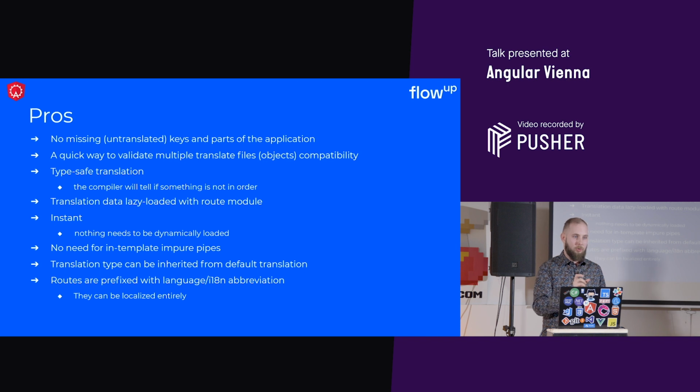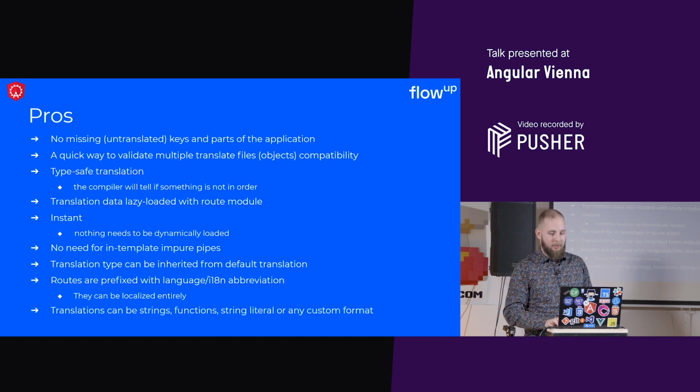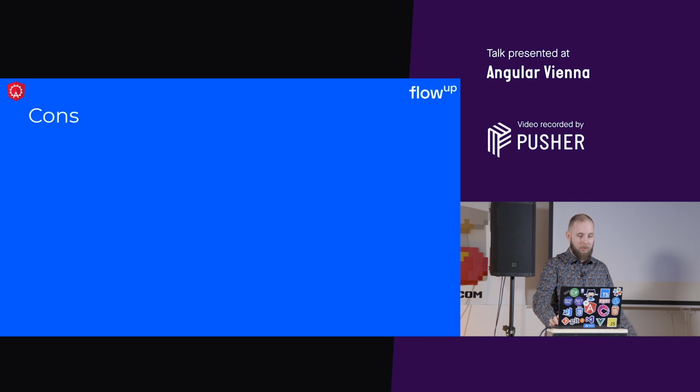If you want your routes in German for the German site and in English for the English site, you can translate the routes. It will work. And as I said when I was showing you, translations can be string, function, string literals, any other custom format. You can do whatever you want, and you will just call the proper formatter in the function. It is pretty easy to include it. So there were a lot of pros.